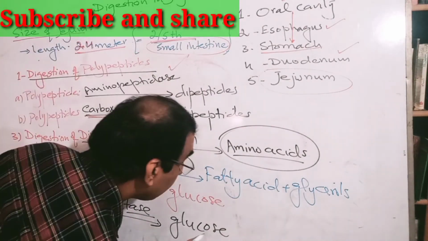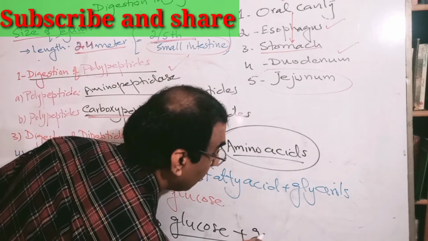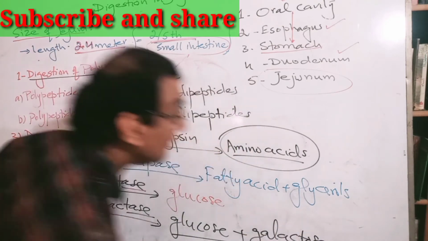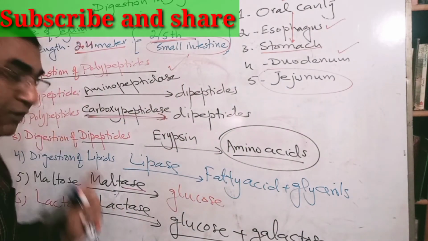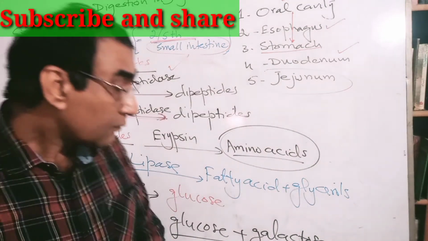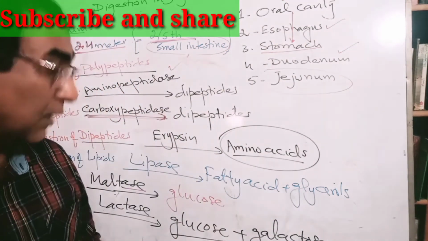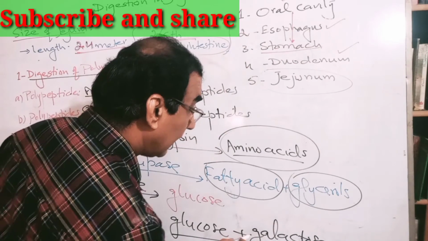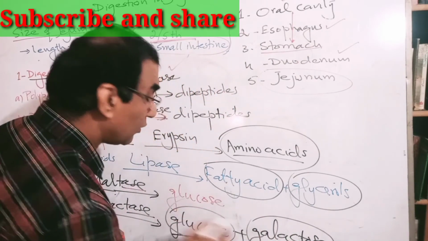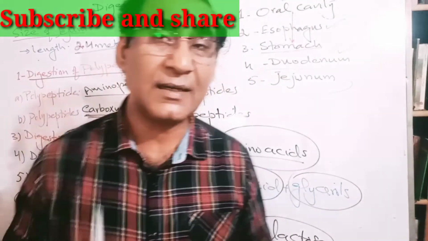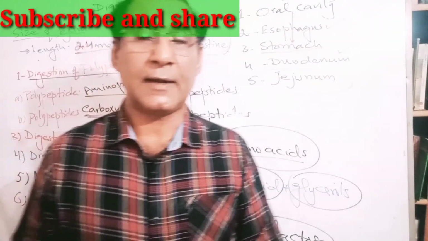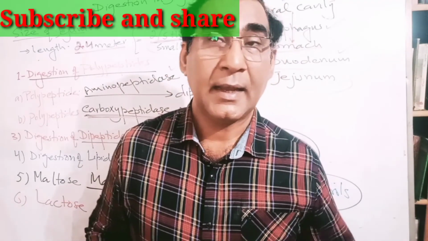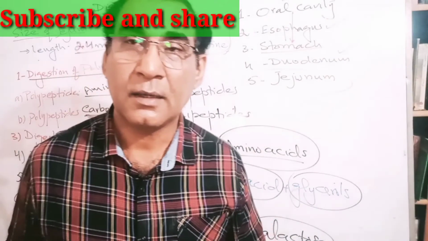In the jejunum, you see glucose plus galactose. These are received as a result of digestion of lactose. In this way, the digestion of the whole food material is achieved. Fatty acids, glycerols, galactose, glucose, all these monosaccharides, fatty acids, and amino acids are the digestion products of different food materials, and they are absorbed in the ileum.